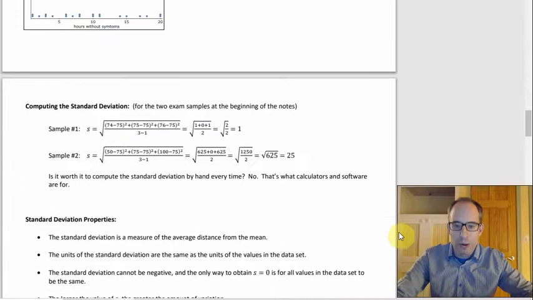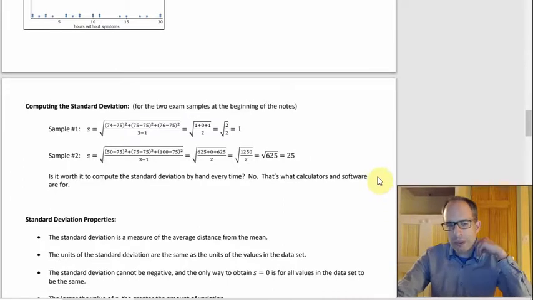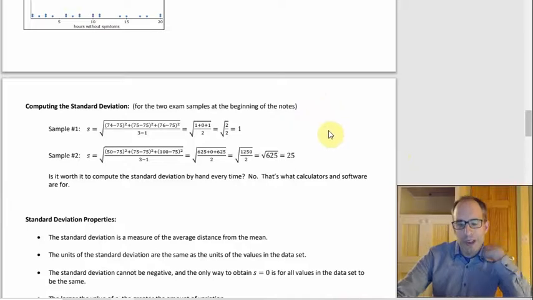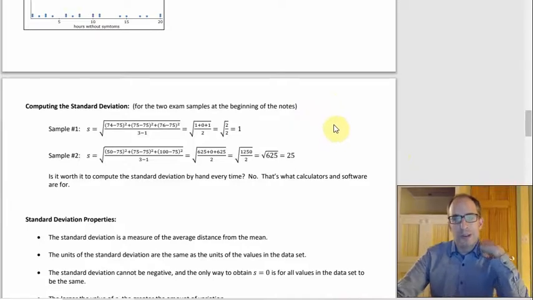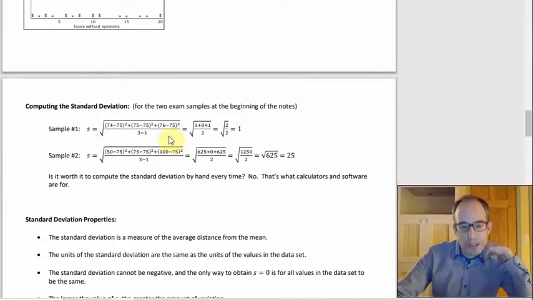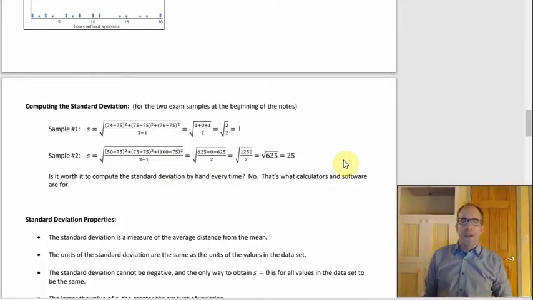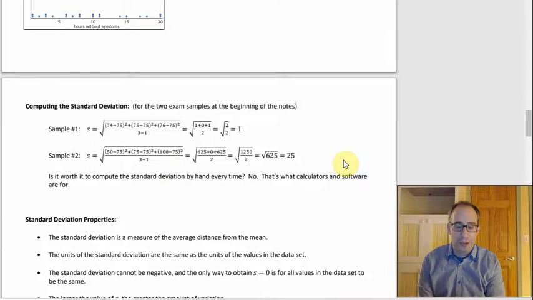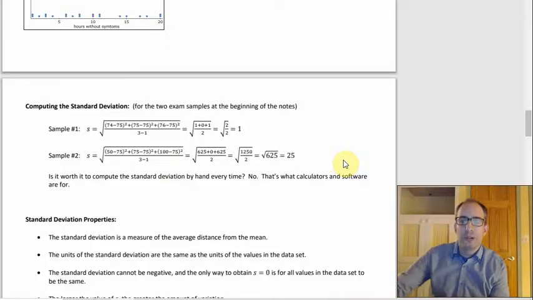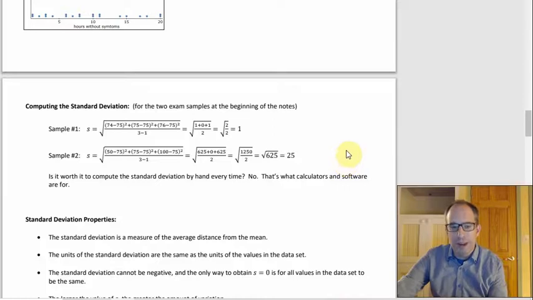Let's see. Going through the computation. For the example at the very beginning, where it was the 2 samples of size 3 with the exam scores, this is what the computation looks like. And if you think this is looking a little bit intense already, the other part you have to remember is this is with 3 values. Most data sets are going to have way more values than that. So to go through the computation by hand probably is not worth it, usually.